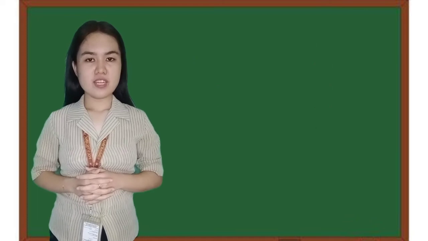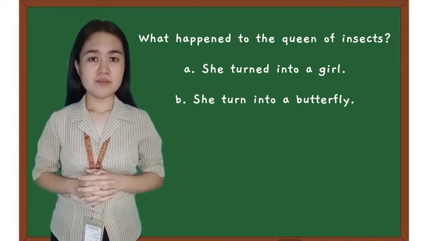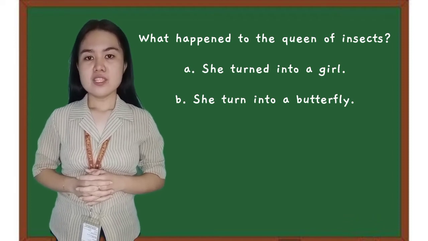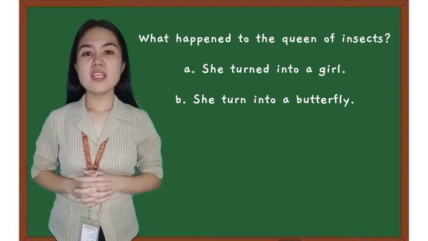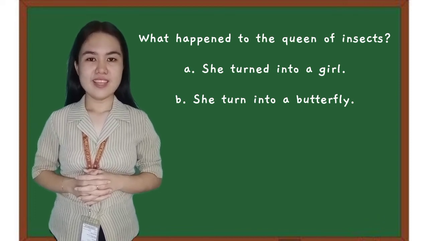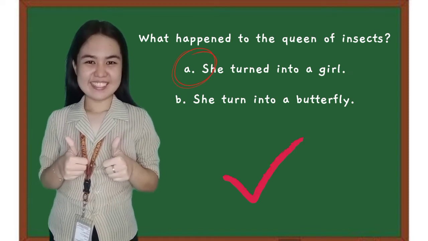The last question is, what happened to the queen of insects? A. She turned into a girl, or B. She turned into a butterfly. If your answer is letter A, you are correct.